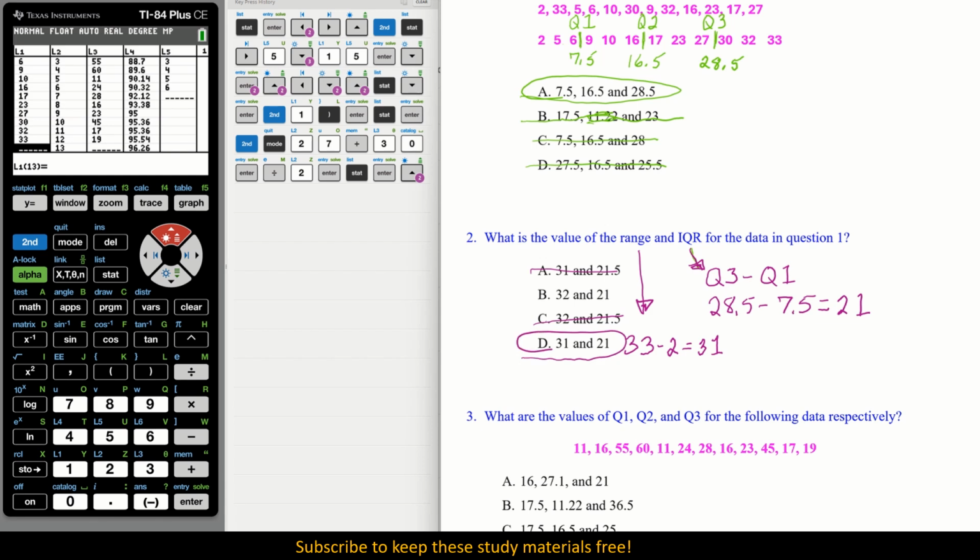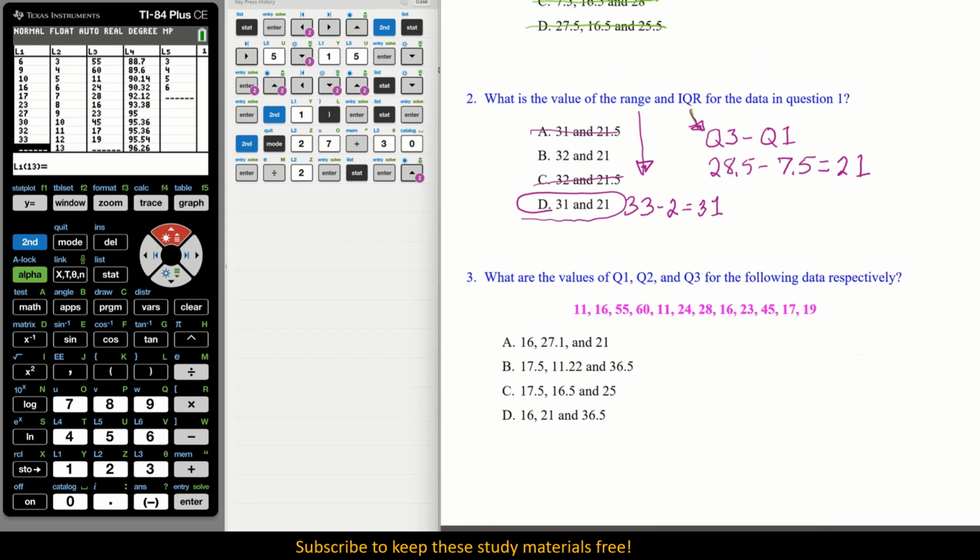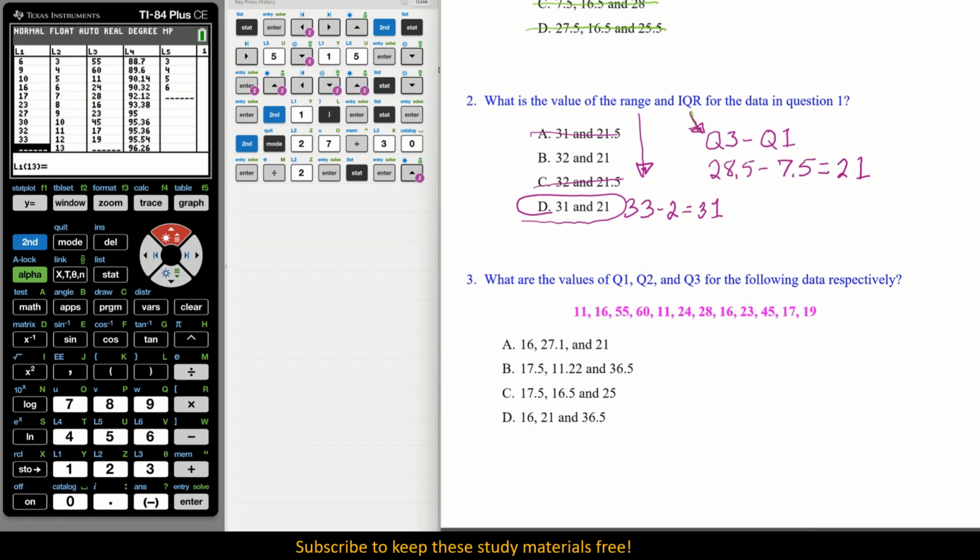Okay. All right. So now let's look at number 3. What are the values of Q1, Q2, and Q3 for the following data respectively? I am going to leave the calculator right here, but I'm going to arrow down so we go to the top. Notice in L3, I have all this data. I am not going to do all of this by hand. I'm not going to rewrite this. We're going to go straight to our calculator and use it.